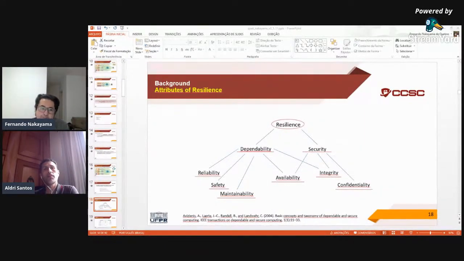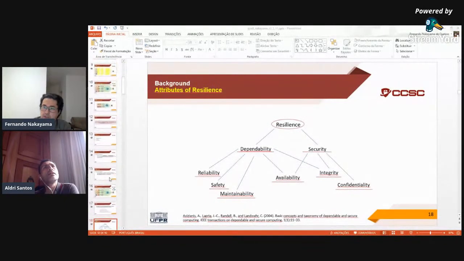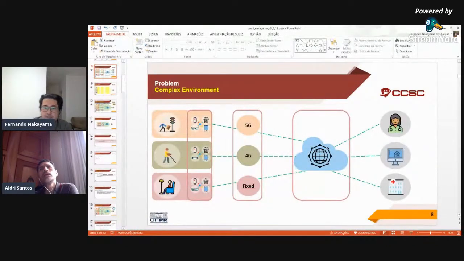Okay. Let me see slide 8. You start at slide 8. At that moment, you say a complex environment is a problem for you. My question for you is, in fact, is it a problem or is it a challenge?